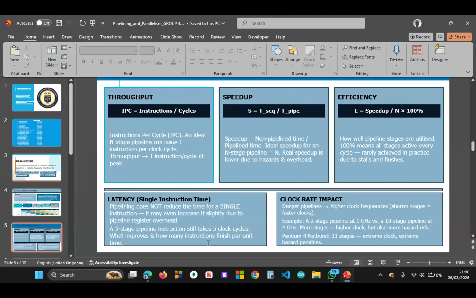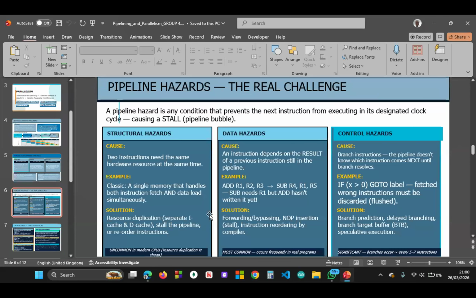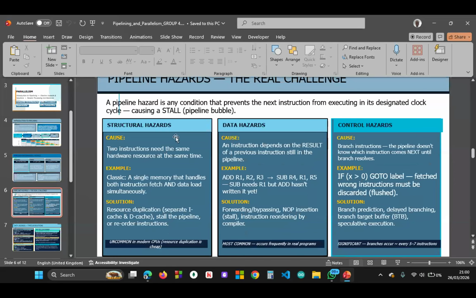Clock rate impact. Under clock rate impact, deeper pipelines mean higher clock frequencies, that is, shorter stages equals faster clocks. Pipeline hazards, the real challenge. A pipeline hazard is any condition that prevents the next instruction from executing in its designated clock cycle, causing a stall, or pipeline bubble. So these are the processes which cause the pipeline bubble.